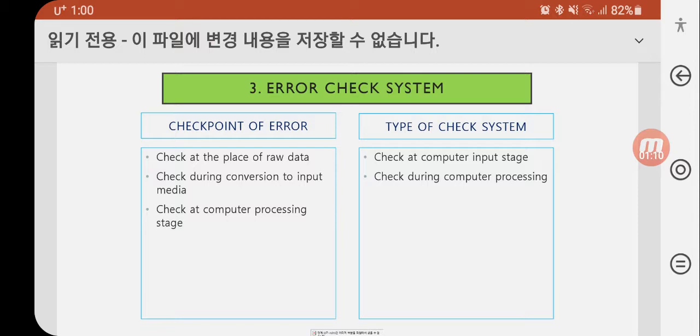The last checking method is check in the computer processing stage. Checkpoints of errors: at the place of raw data, during conversion to input media, and check at a computer processing stage. The types of check systems are at the computer input stage and during computer processing.